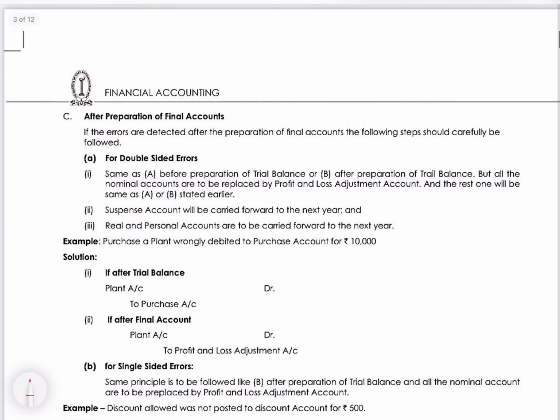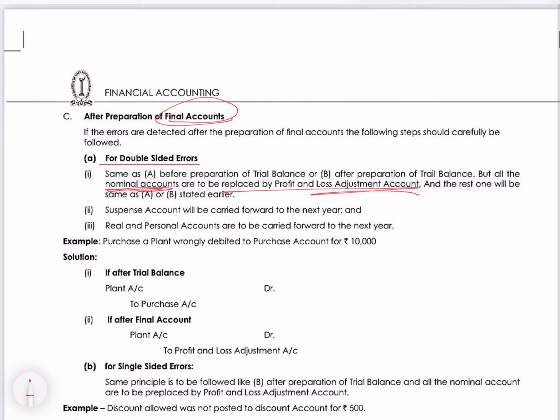Next is after preparation of financial accounts. The third level is when we detect errors after preparation of financial statements. So what it says, if it is a double-sided error, how will you handle? If it is a double-sided error, whatever are the nominal accounts, they are to be replaced with P&L adjustment account. Okay? Others will remain the same entries.